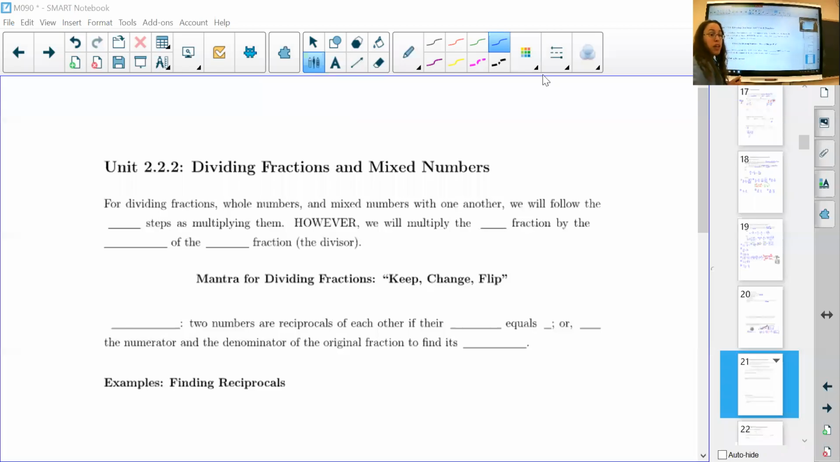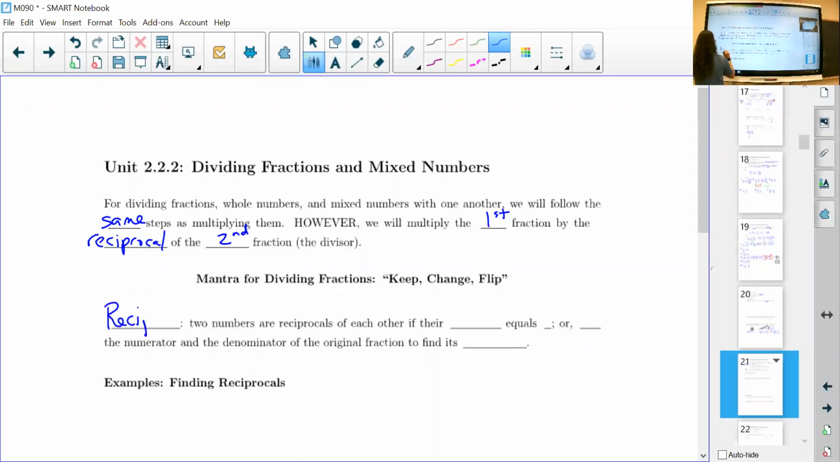Taking a look at page 21 now, dividing fractions and mixed numbers. Dividing fractions and mixed numbers is very similar to multiplying them. We're going to follow the same steps. The only difference is that we're going to multiply the first fraction by the reciprocal of the second fraction, the divisor, the number that we're dividing by. Keep, change, flip.